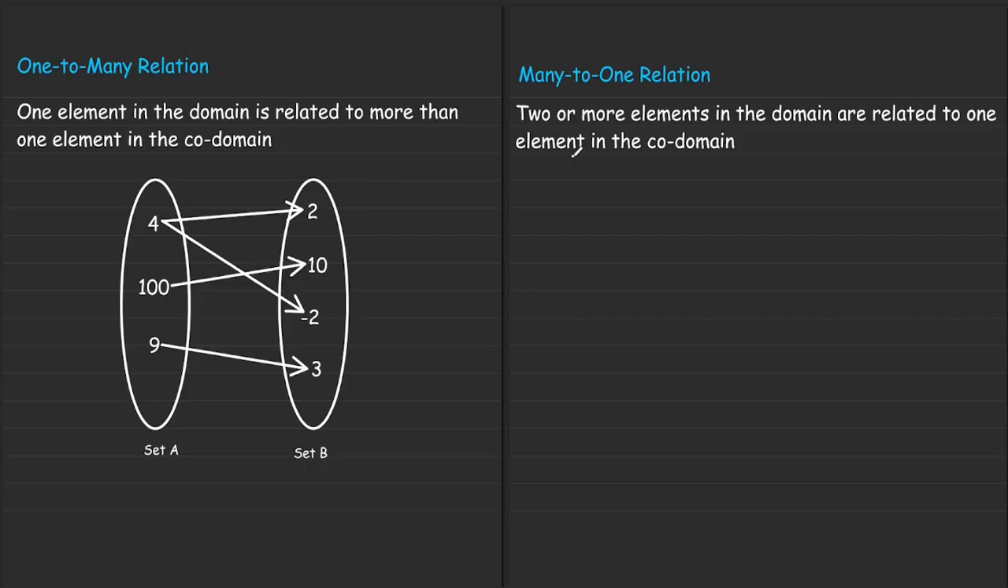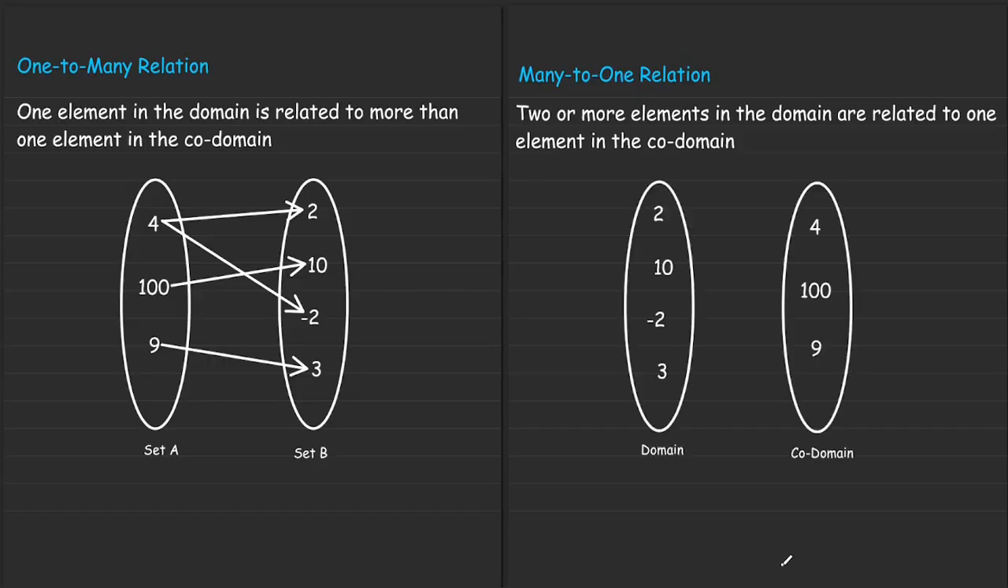If you take 2, 2 squared is 4. If you take negative 2, negative 2 squared is also 4. There are many numbers all mapped to the same number. And that is what we call the many to one relation.